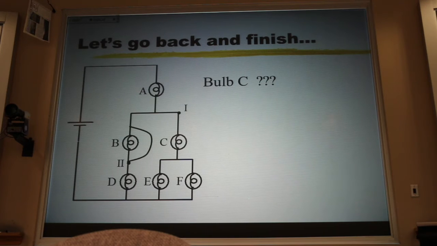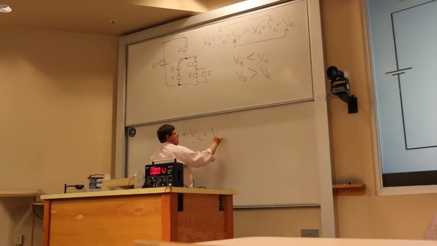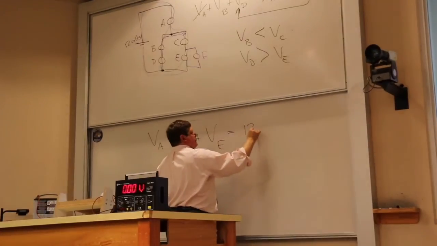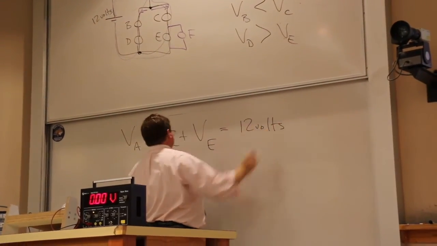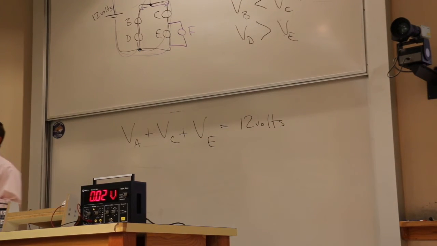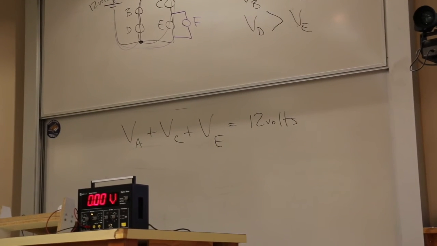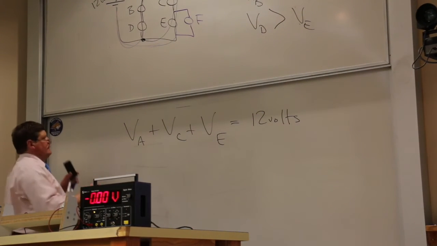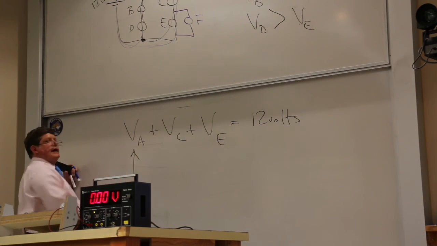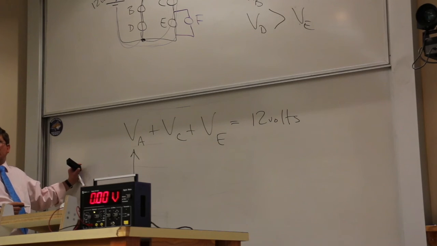So I only do one path, a path from one side of the battery to the other that goes through bulb C. A plus C plus E has to equal the 12 volts of the battery. I then ask, when I short out bulb B, what happens to bulb A? Well, it gets brighter. It's an indicator for the battery. More current goes through the battery.